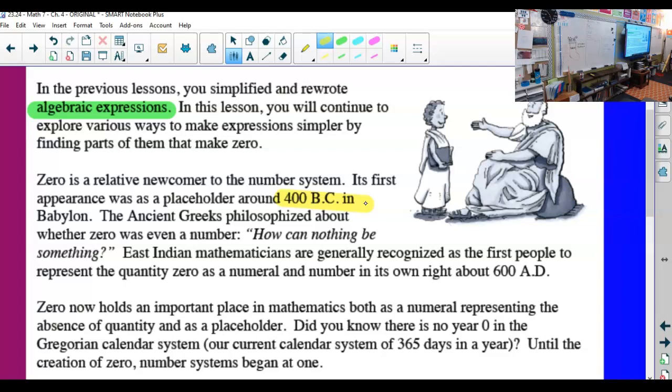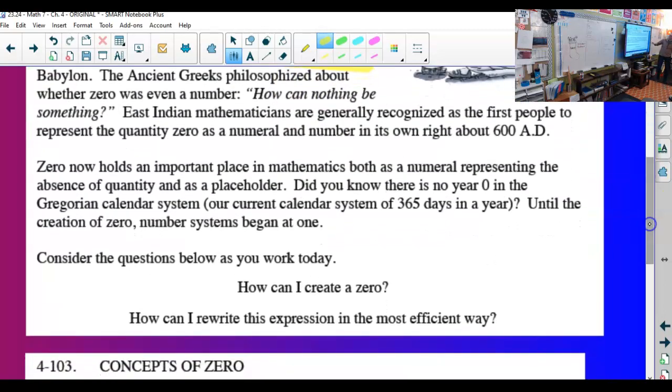Emory, it's you. I know. Zero now holds an important place in the mathematics, both as it went away. Oh shoot, it went away. Yep. That's not what it says. I think I pressed like the button. I like this closer.